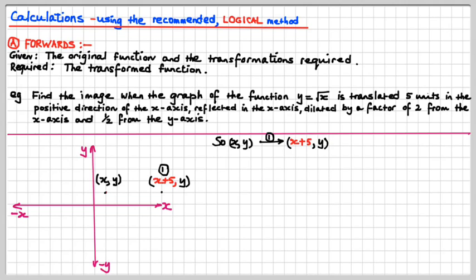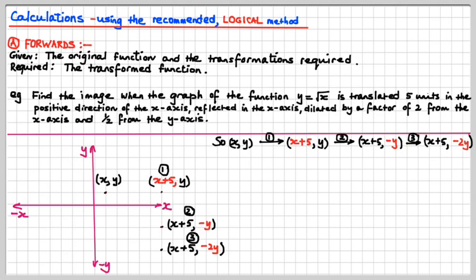So the second one is reflected in the x-axis, that goes like that, and the y gets affected, so let's represent that. Does that make sense to you? Now, dilated by a factor of 2 from the x-axis. It's stretching, and because it's already negative, it's going to stretch down in the negative even further. So the y value will become twice as much in the negative. You get that? Good. Now let's write that out. You agree with that? I think so. Now one more to go.